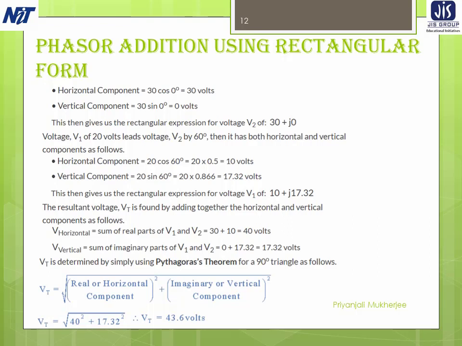So two or more alternating quantities may be added in the same way as the voltages are added here, by constructing parallelograms or closed polygons and either measuring or calculating the length of the diagonals or closing sides and the magnitude of the phase angle. So this method is more convenient when two phasors need to be added.